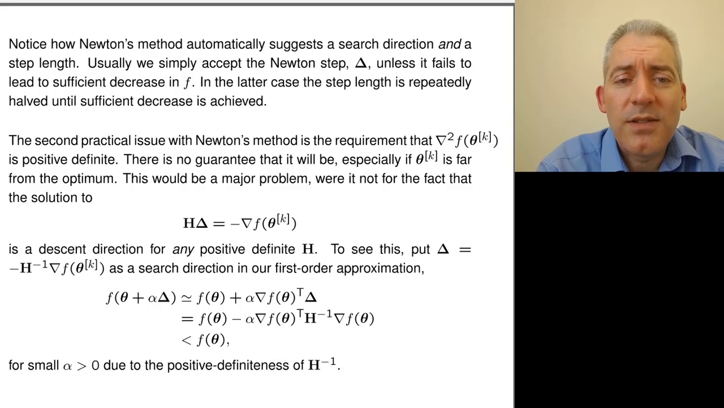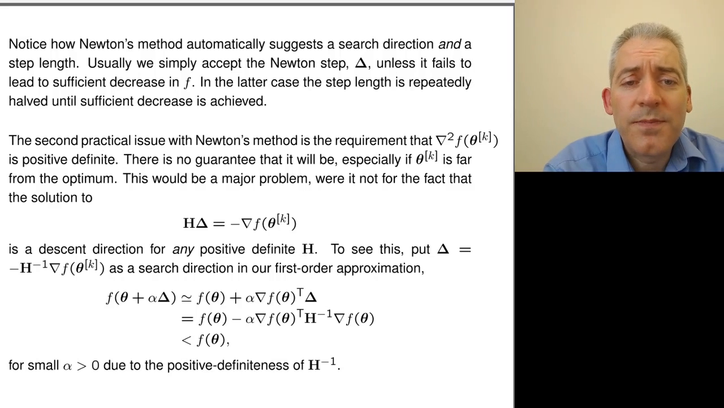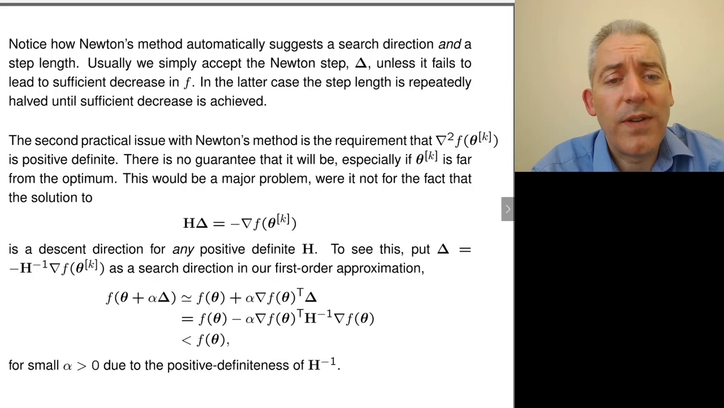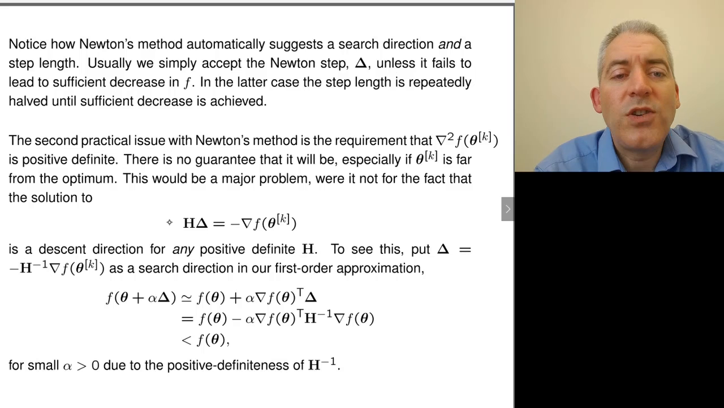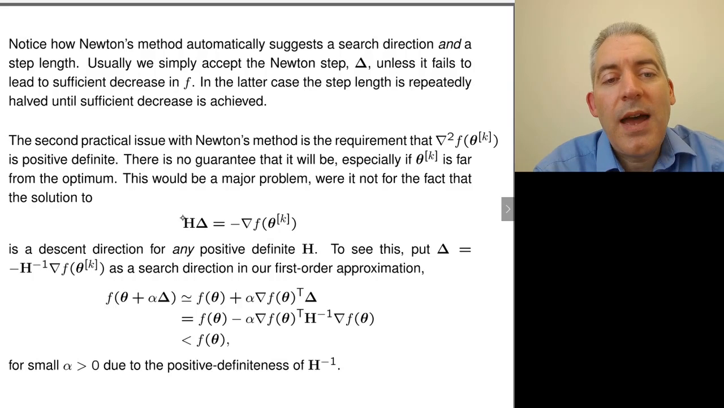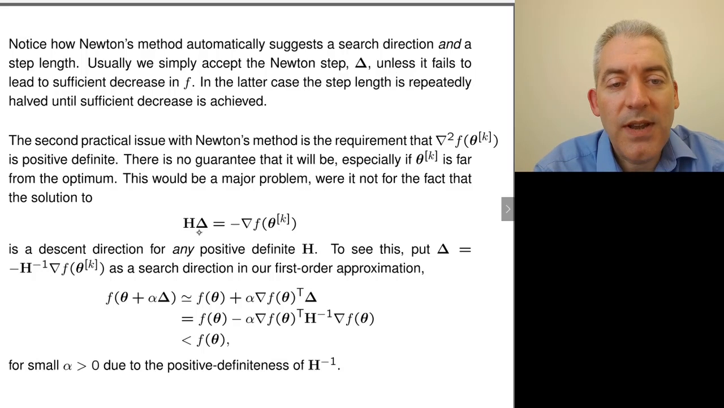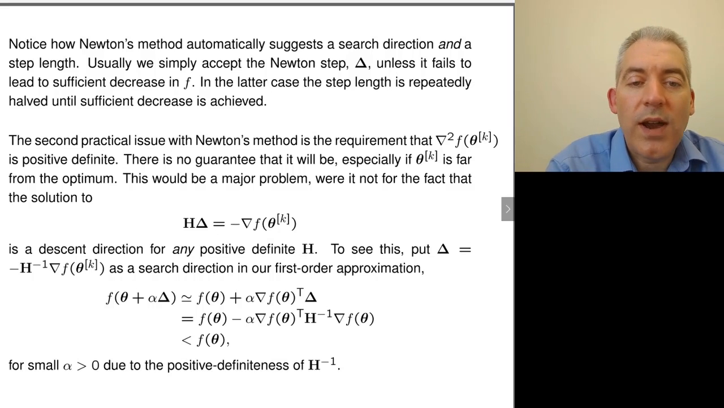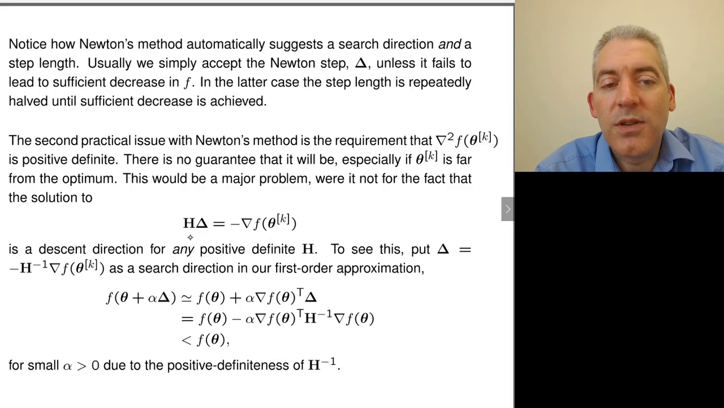However, it turns out that it's much less of a problem than you might fear, because we're essentially solving this linear system here, where H is the Hessian. But what if H wasn't the Hessian? What if it was just some arbitrary positive definite matrix H? Would this be a downhill direction? And the answer is it would. As long as H is positive definite, if we solve this linear system, we get a direction that is definitely a descent direction. That's simply using the positive definiteness of H.